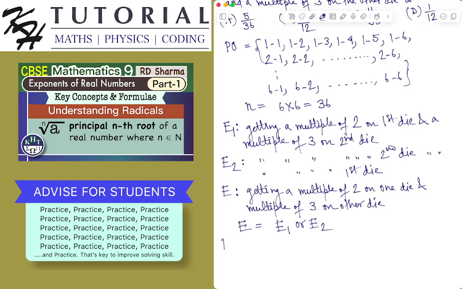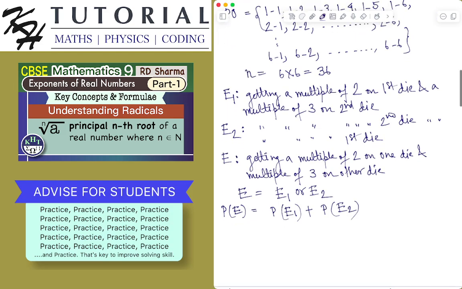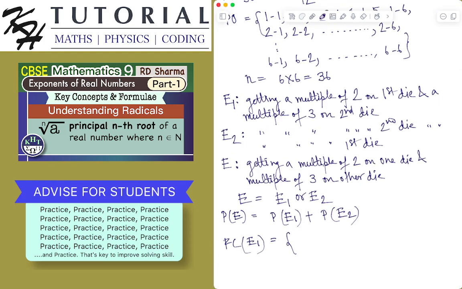So the probability of event E will be equal to the sum of the probability of event E1 and event E2. Now let's find out what the favorable cases are. What are the favorable cases of the event E1? That is, we have a multiple of 2 on the first die and a multiple of 3 on the second die. A multiple of 2 can be 2, 4 and 6, and a multiple of 3 can be 3 and 6.